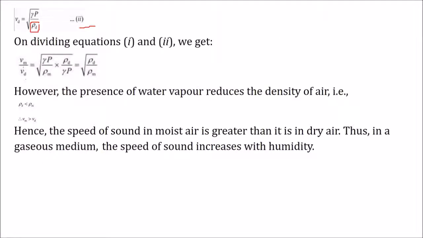When we divide these two equations, we get Vm by Vd, and most of the things get cancelled. This is rho d by rho m. So you see that Vm is inversely proportional to rho m and Vd is inversely proportional to rho d. So the presence of water vapor will reduce the density. That is, rho m is less than rho d, and because they are inversely proportional, Vm is greater than Vd. So the speed of sound in moist air is greater than in dry air. So in a gaseous medium, the speed of sound increases with humidity.